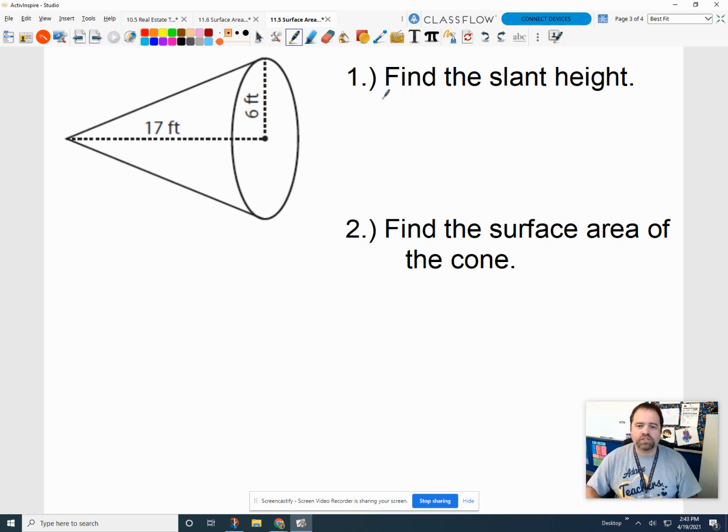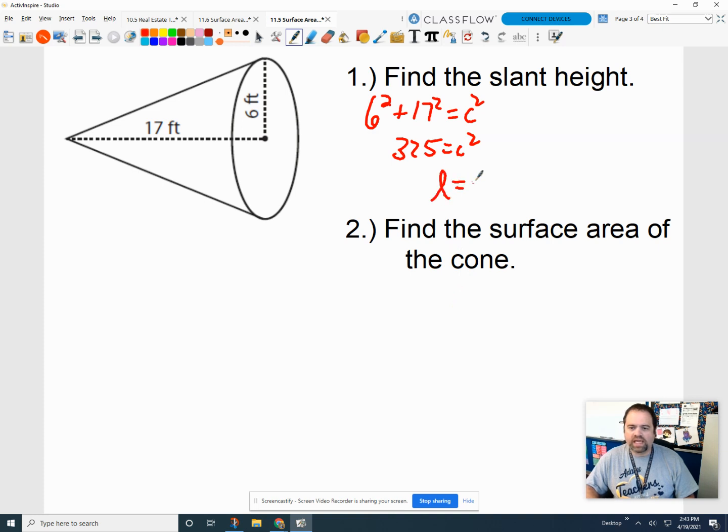All right, so first things first. I am looking for the slant height on a cone that has a radius of 6 feet and a height of 17 feet. So that is my missing side here. 6 squared plus 17 squared is 325, which I need to then take the square root of. The square root of 325 is 18.0. So that slant height is 18.0.